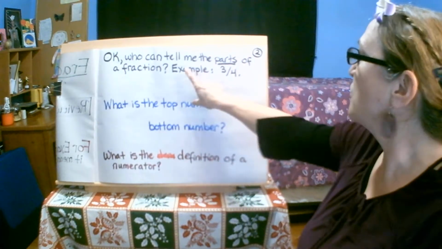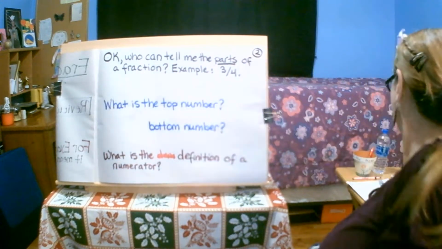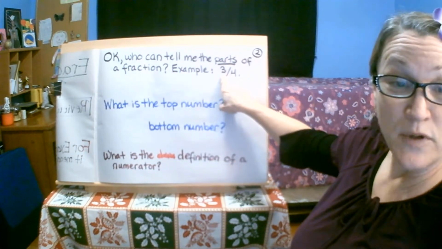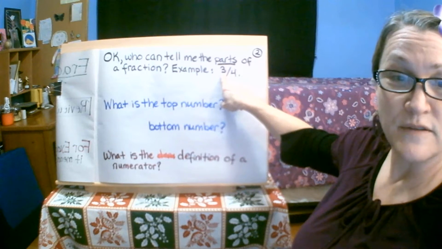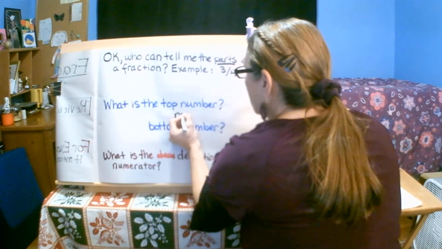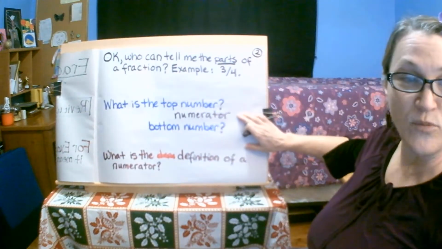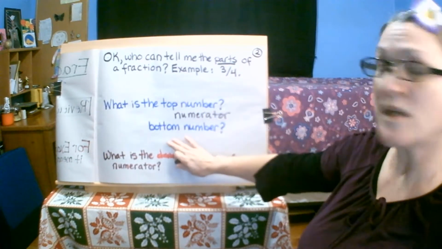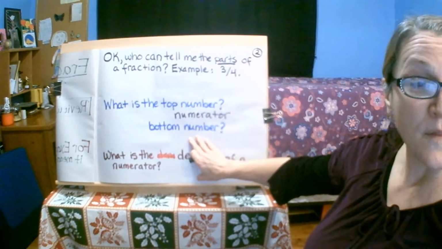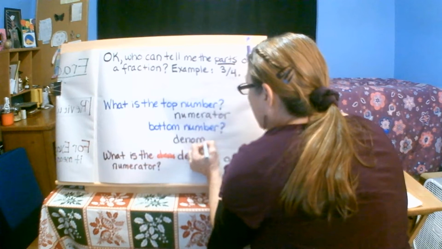Okay, class, who can tell me the parts of a fraction? For example, 3/4. What is the top number? The top number, 3, what is it called? Good job, Isaiah. It is called the numerator. Okay, and what is the bottom number called? Good job, Abigail. Yes, it is called the denominator. Very good. Denominator.